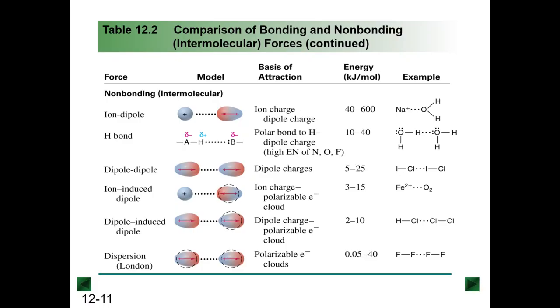Classic examples would be water, because water has an oxygen atom in it, and that oxygen atom can interact with nearby hydrogens. Ammonia shows this behavior. So we have a nitrogen that can interact with nearby hydrogens. And hydrofluoric acid is another classic case. The hydrogens on an adjacent molecule can interact with a fluorine on another molecule by this hydrogen bonding force. These are typically in the 10 to 40 kilojoule per mole range.